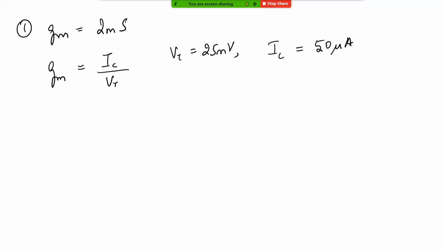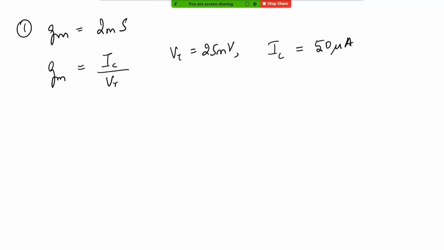How can we have our BJT to have a transconductance of 2 millisiemens? IC is equal to 2 millisiemens into VT. Correct. So gm is IC by VT. If VT is taken as 25 millivolts, what is the value of IC that is required? 50 microamps. Correct.